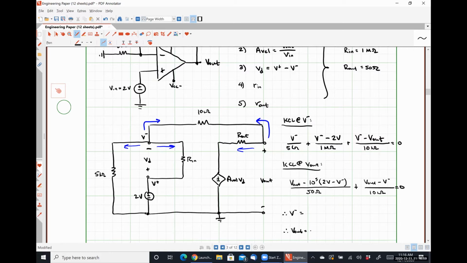All right, so the coefficient for V minus is 1 over 5,000 plus 1 over 1 million, that's 1 followed by 6 zeros, plus 1 over 10,000. My coefficient for V out in my first equation is negative 1 over 10,000. And my constant term is 2 volts divided by 1 million ohms.